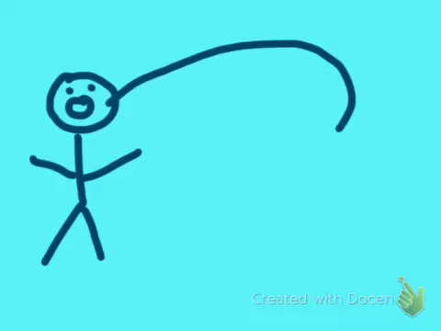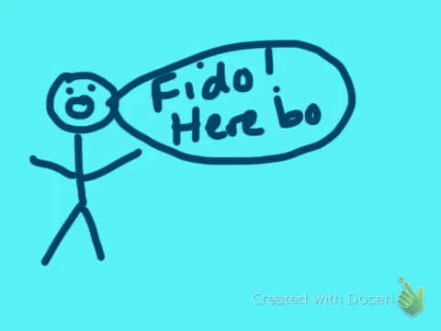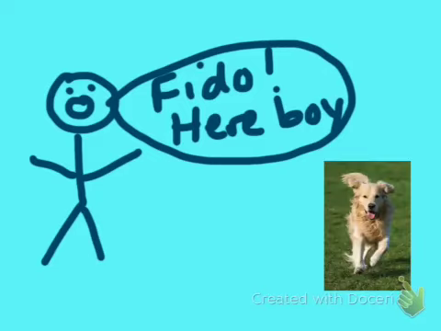Another example of using vocative case would be, suppose that you are calling your dog in. Your dog was outside in the yard, and you say, "Fido, here boy." Fido would be vocative case because you're calling him by name. And of course, Fido, being such a great dog, would come right away as soon as you called him.